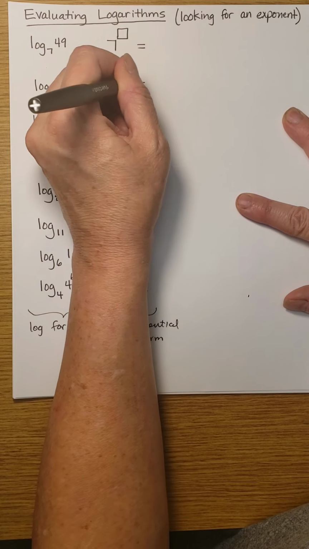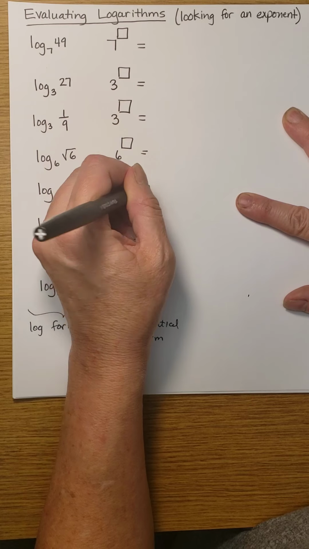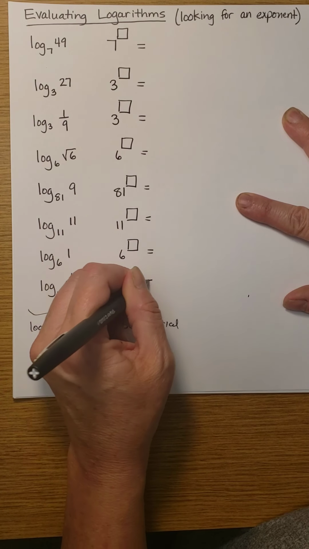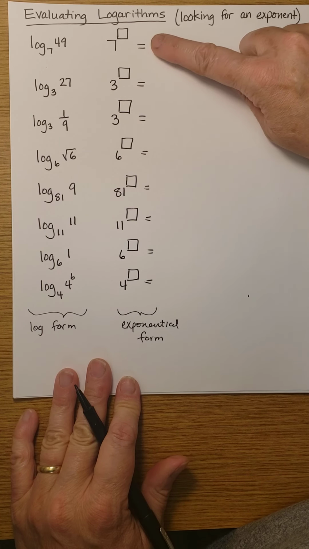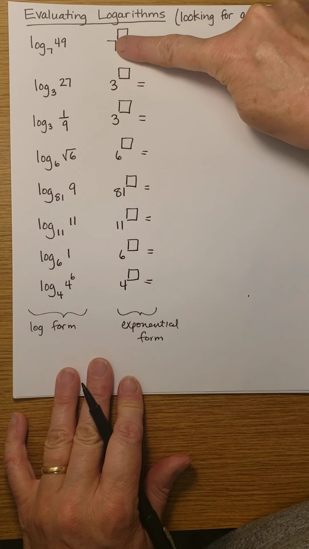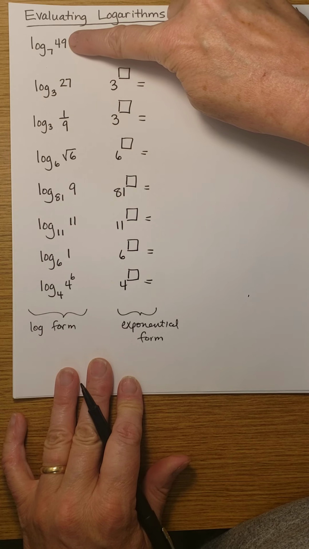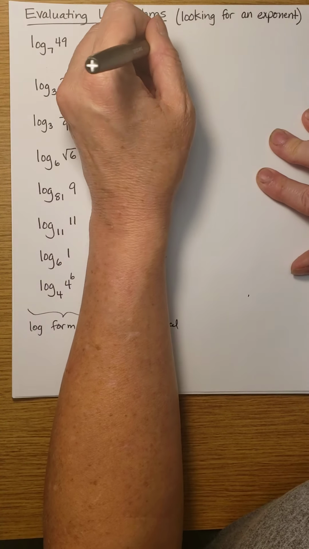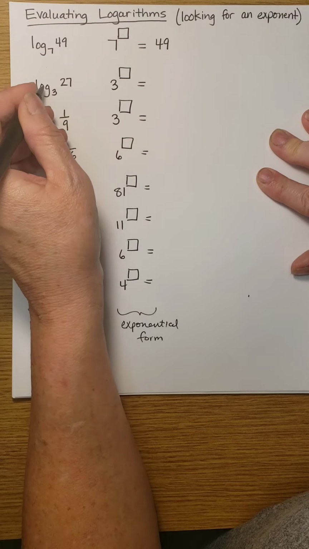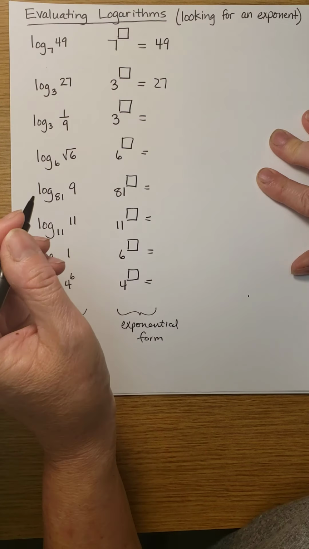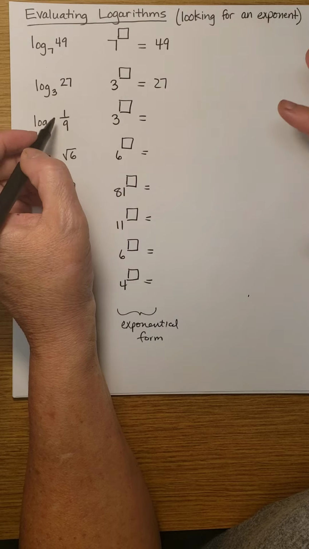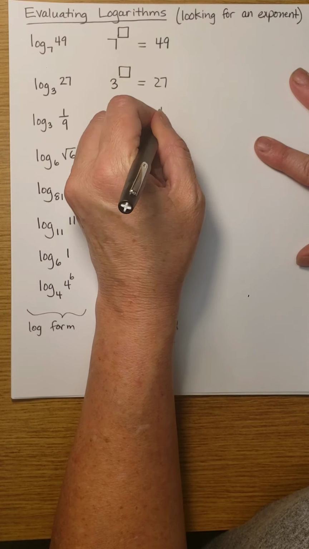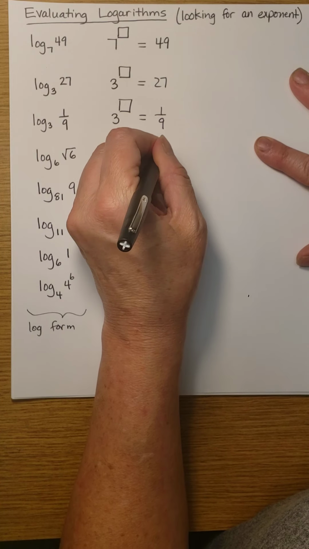So if all of these are going to be written in exponential form, then we need to write the final number. We have the exponent, we have the base. So this is the value that goes opposite the equal sign in all of these exponential form equations. So I'm going to go ahead and write these numbers.